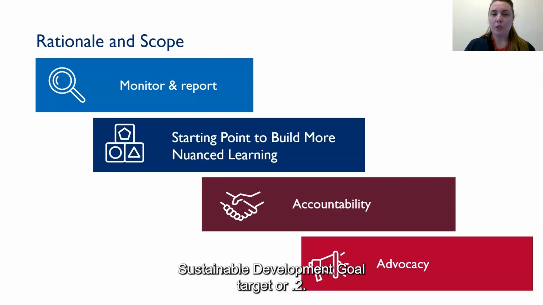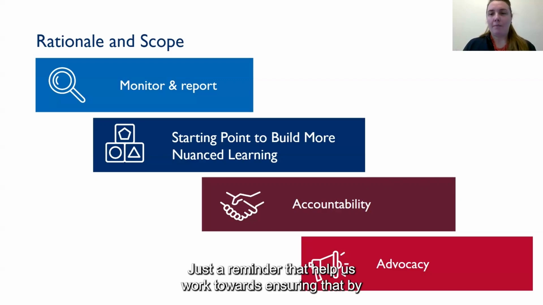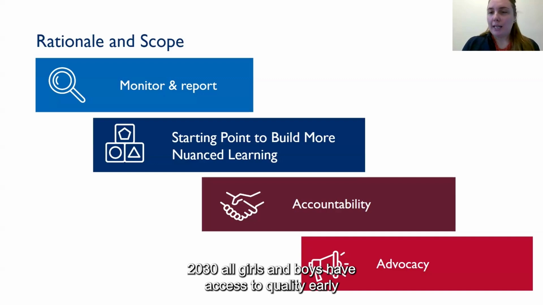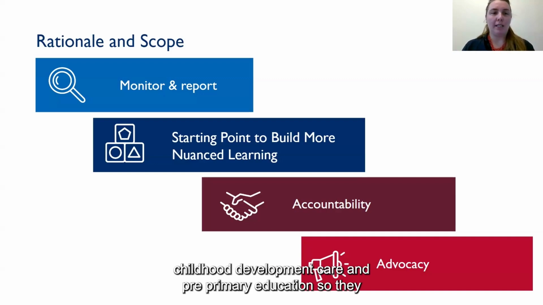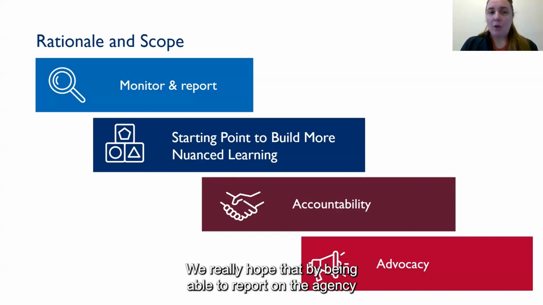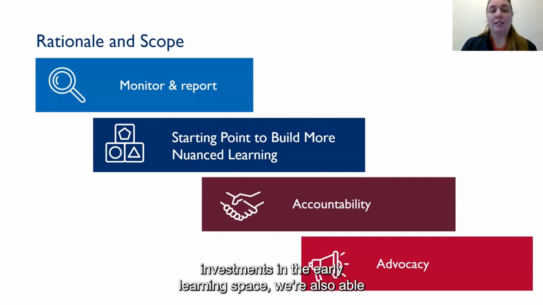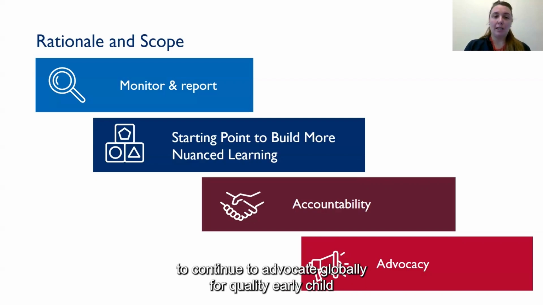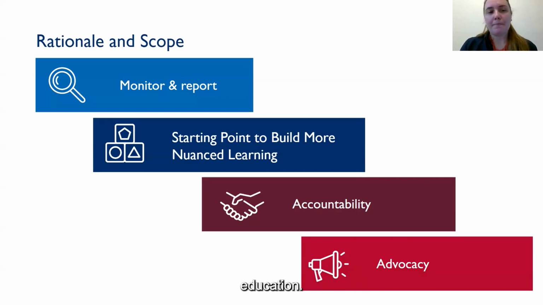Target 4.2, just a reminder, that helps us work towards ensuring that by 2030, all girls and boys have access to quality early childhood development, care, and pre-primary education so they can be ready for primary education. We really hope that by being able to report on the agency's investments in the early learning space, we're also able to continue to advocate globally for quality early childhood education.